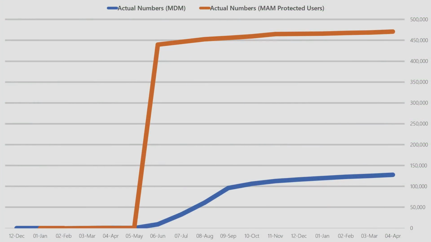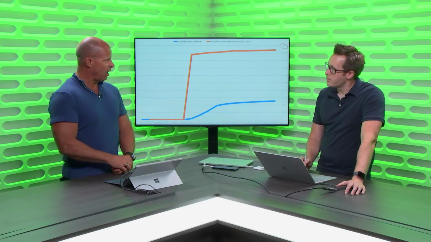I've thrown up one customer here. This is just one customer. The scale's kind of interesting. Notice that we go up to 500,000 there. Yeah, the tick marks on the right-hand side here are in 50,000 device increments, so this is a very, very large customer. The blue line is their enrolled MDM devices, and the orange line is what we call MAM protected users. In a MAM world, you assign MAM policy to users, and then those policies get applied on any device that the user logs in on.